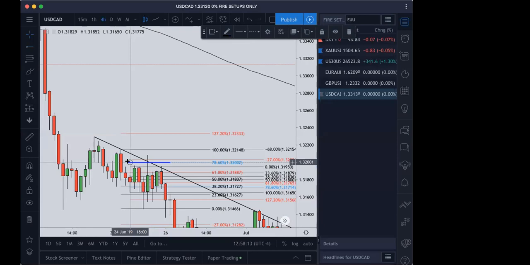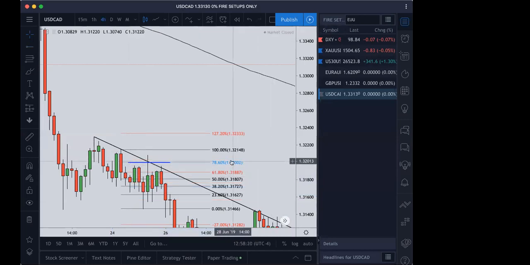Okay, let's delete the two fibs. We follow the move. Let's draw the counter trend line. Okay.